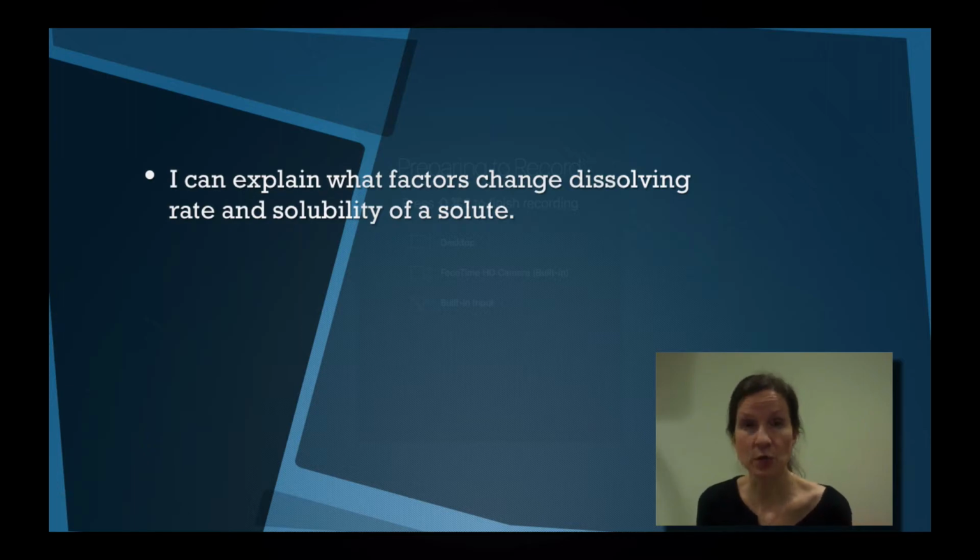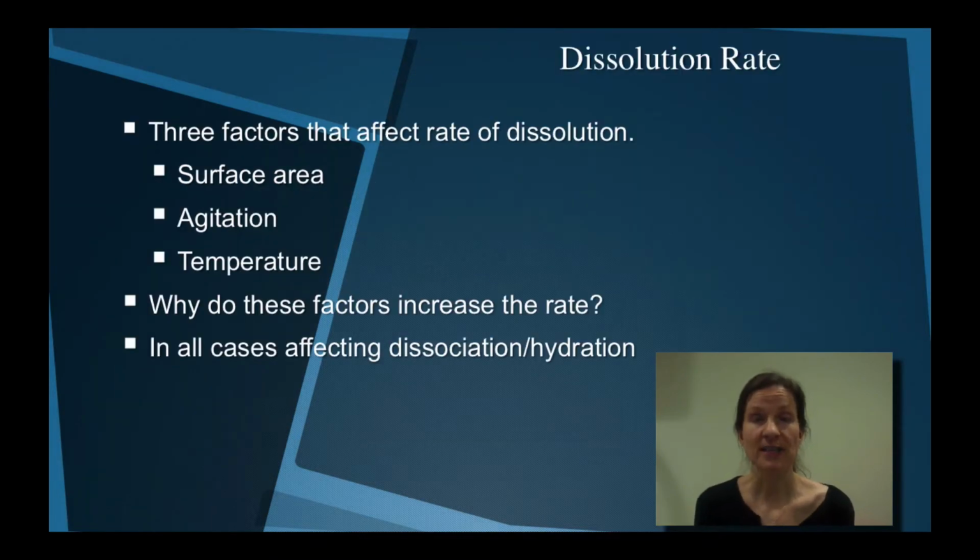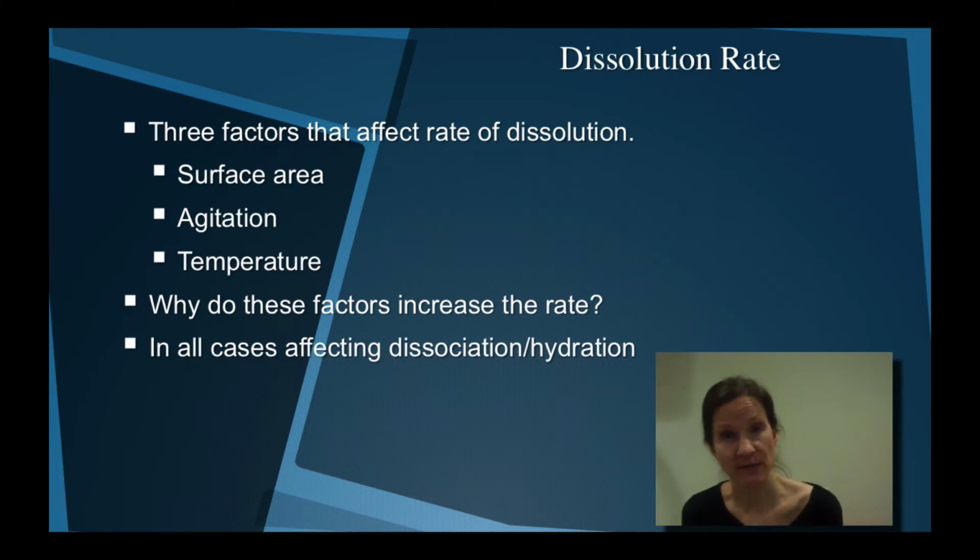Okay, every solution, every solute-solvent relationship has a maximum amount that can be dissolved, right? It has a solubility. We can affect that solubility, but affecting the rate at which it's dissolving doesn't always affect the solubility. So the factors that affect the rate at which you dissolve something are surface area, agitation, and temperature. So if I increase the surface area of my solute, essentially I dissolve faster. If I agitate, so stir or shake or do something to my solution, I make it dissolve faster. And if I increase temperature, I make it dissolve faster.